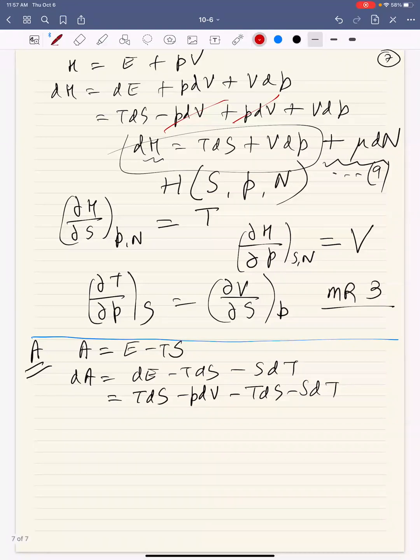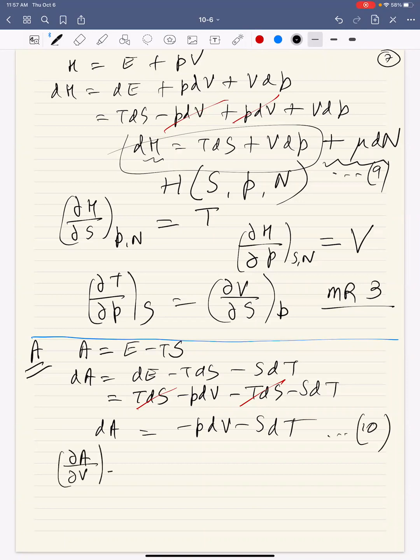TdS minus TdS here cancel out, and we are left with dA is equal to minus PdV minus SdT. Let's call this equation number 10. So we can see that partial A by partial V at constant temperature is equal to minus P. Partial A by partial T at constant volume is equal to minus S. And we can derive our Maxwell relation.